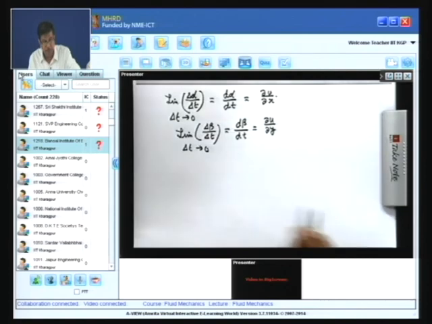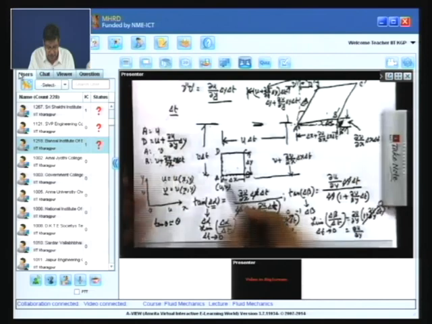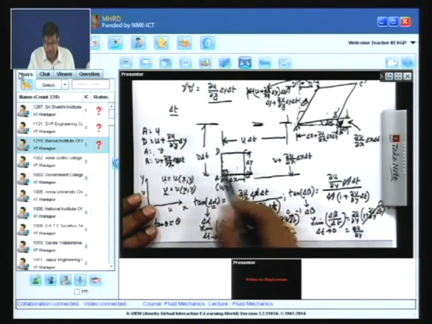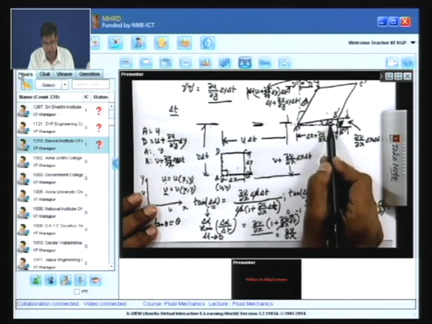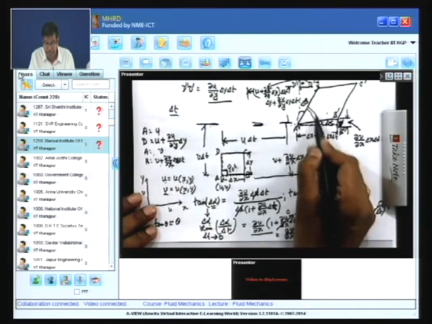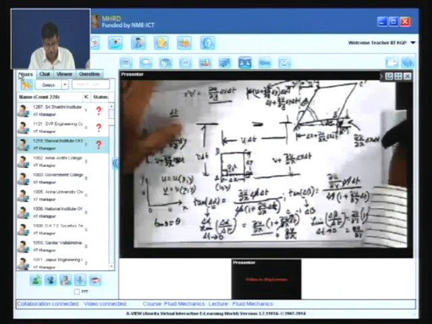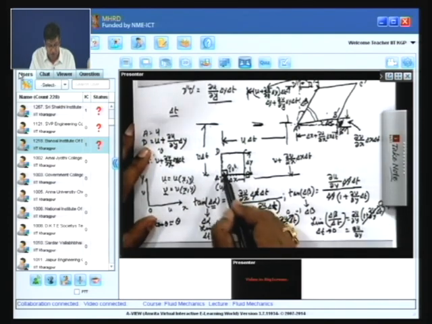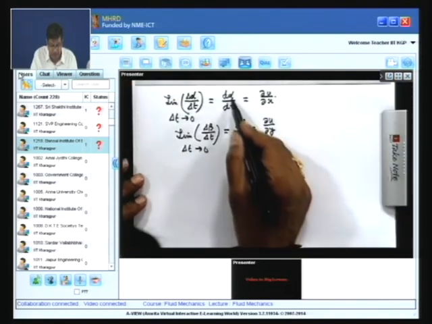Now, what is the rate of change of this included angle? The rate of change of this included angle is d alpha/dt plus d beta/dt, because initially the angle was this 90 degree. Finally, this is the final angle. So, the change is by delta alpha and delta beta, so the change in the angle is delta alpha plus delta beta. So, the rate of change of the angle between two linear elements which were originally perpendicular to each other is given by d alpha/dt plus d beta/dt.